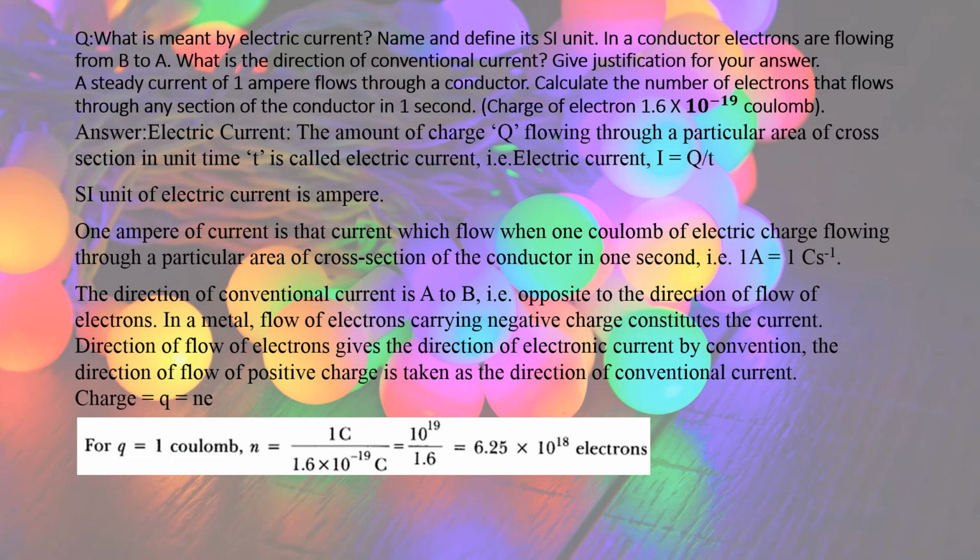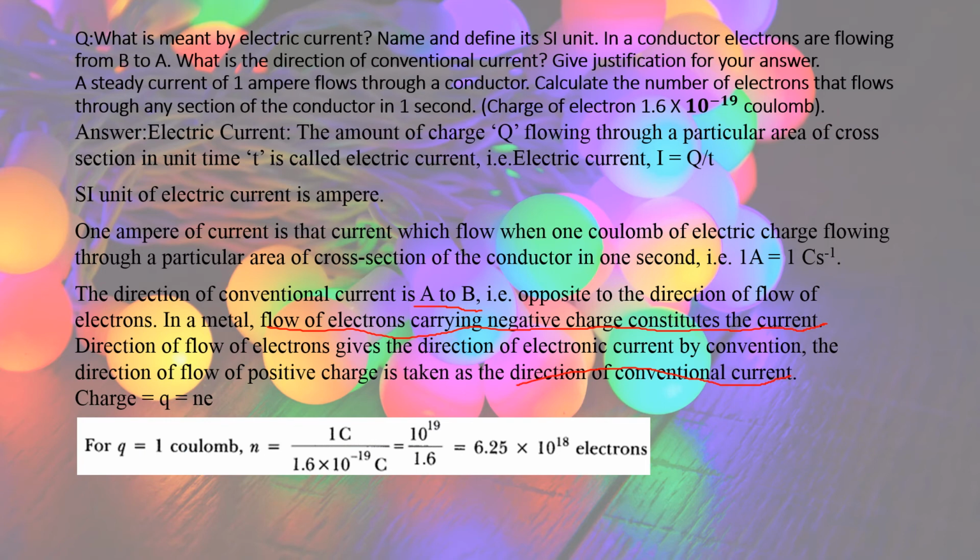Next, electrons are flowing from B to A. What is the direction of conventional current? So, conventional current direction is always opposite to the direction of flow of electrons. So, as the electrons are flowing from B to A, we have to say that conventional current direction will be from A to B. That is opposite to the direction of flow of electrons. You have to justify it. Give justification. So, in a metal, flow of electrons carrying negative charge constitutes the current. But the direction of conventional current we are taking opposite to the direction of flow of electrons.